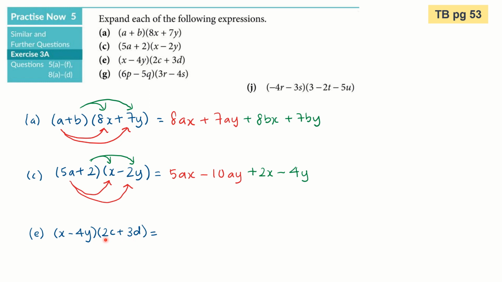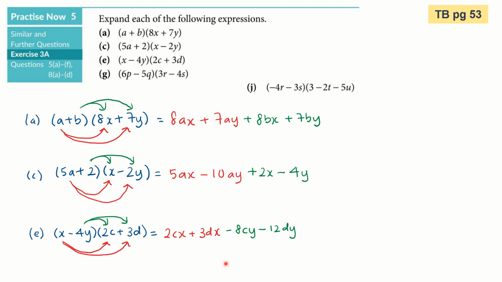First, we have x multiplying with 2c, and that results in 2cx, followed by x multiplying with 3d, and that results in a positive 3dx. Then we move on to the second term found in the first pair of brackets, that is a negative 4y multiplying with 2c, and that results in a negative 8cy. And finally, we will take negative 4y to multiply with positive 3d, and that would give us a negative 12dy.